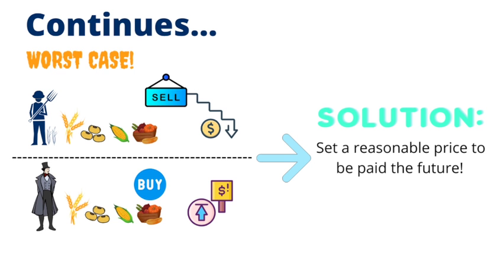The former feared that the price would be at a minimum when they decided to sell their production, and the latter feared the opposite, that the price would be at a maximum when they decided to buy. How could both parties counteract such risk? Simple, by setting up reasonable prices between them.